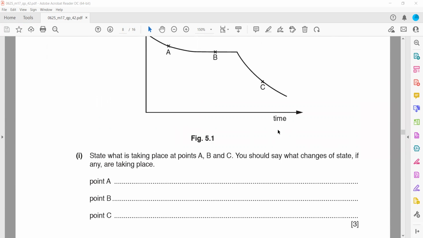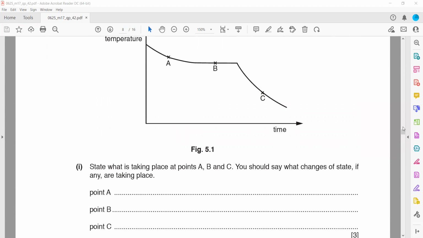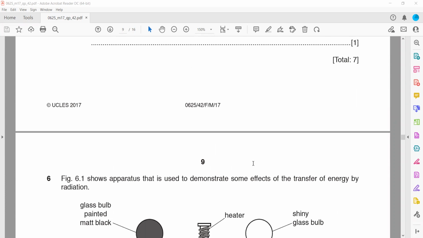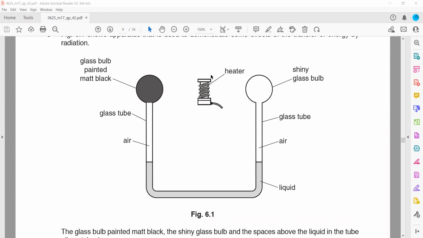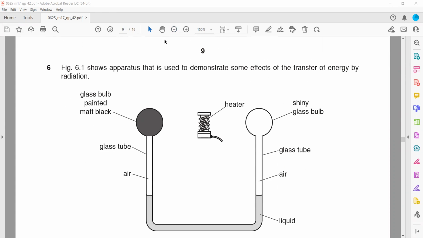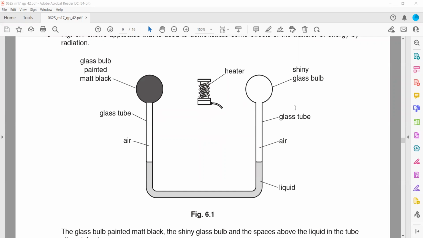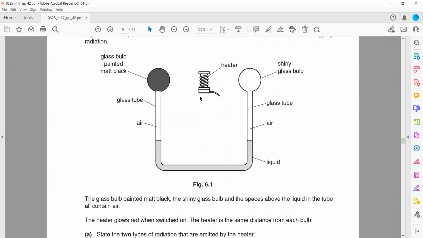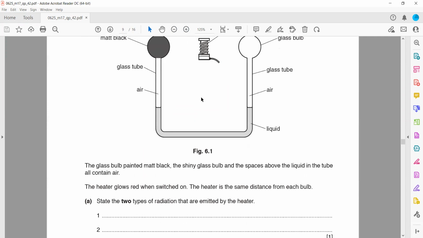So these are the questions we did. One more question we'll solve, and then the remaining we'll do next session. Figure 6.1 shows an apparatus that is used to demonstrate some effect of transfer of energy by radiation. We have an electrical heater, a glass bulb which is painted matte black, and a glass bulb which is shiny. The heater glows red hot when switched on.